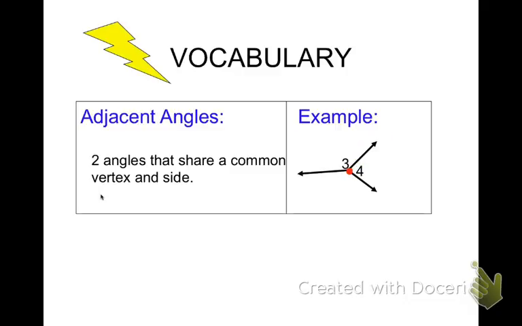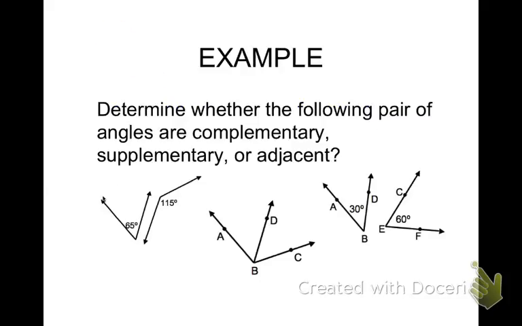So if you look at angle 3, it is this angle right here. Let's get a different color. If you look at angle 4, that is this angle right here. So do they have a vertex in common? Yes. Do they have a side in common? Yes, right here. So that makes them adjacent. Okay? All right, so now let's look at the diagrams here in this first example.